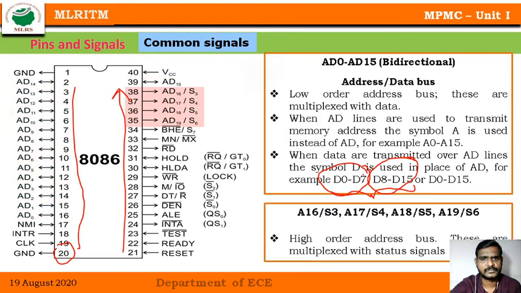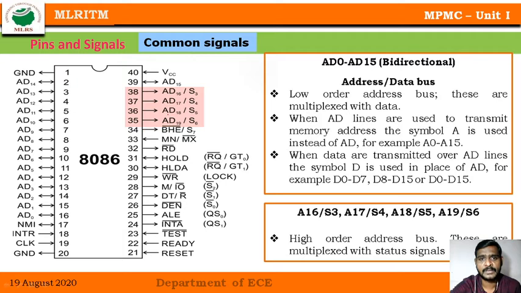Next, the other pins. Pins number 38 to 35, in decremental order, are combined as A16/S3, A17/S4, A18/S5 and A19/S6. This is the high order address bus, multiplexed with some status signals. We will discuss later what those status signals are and how they work. So again, these pins are multiplexed with some status lines.